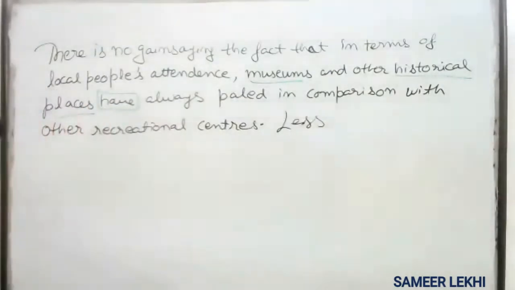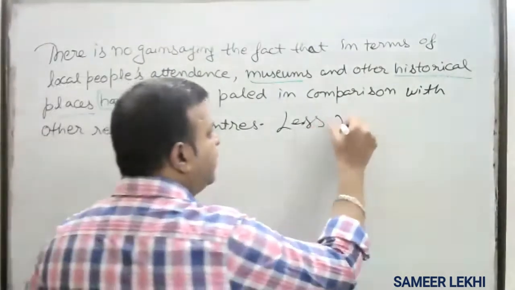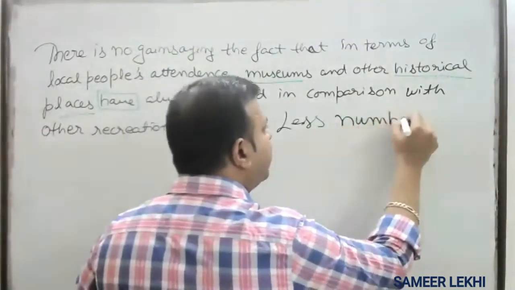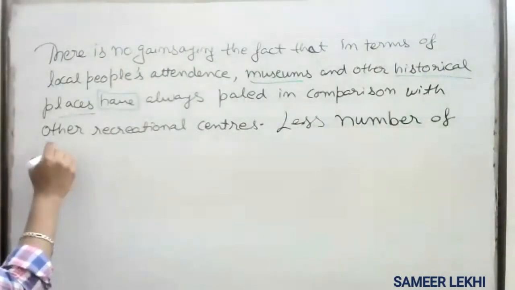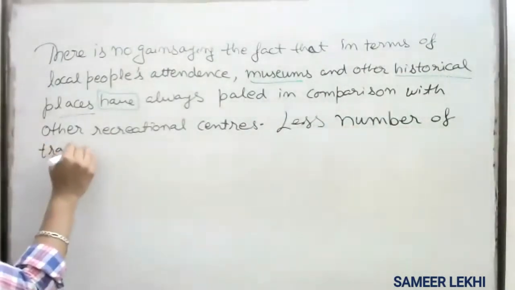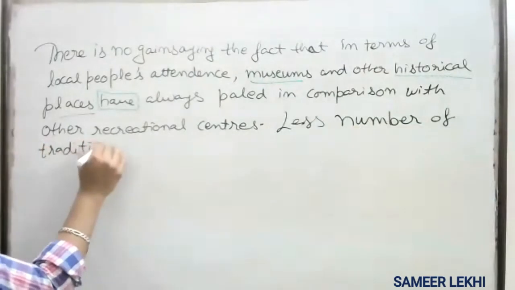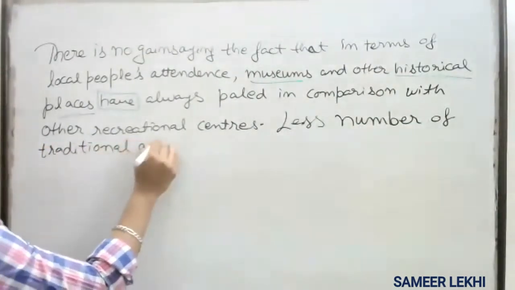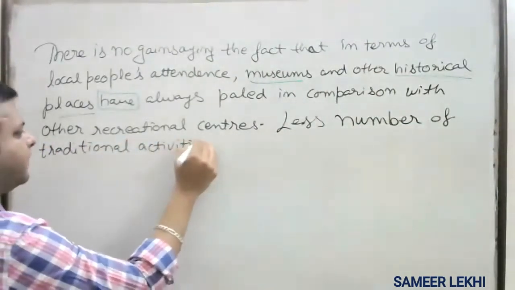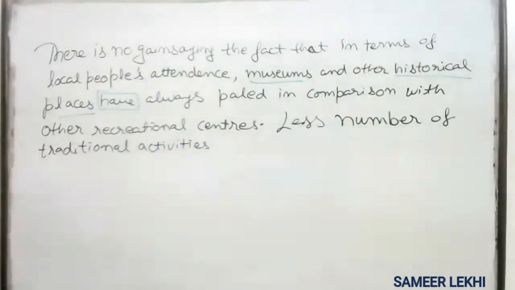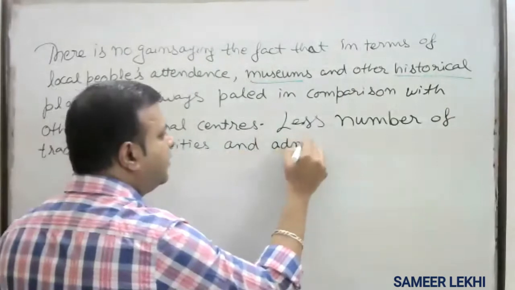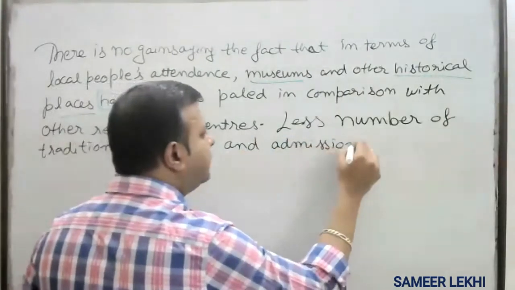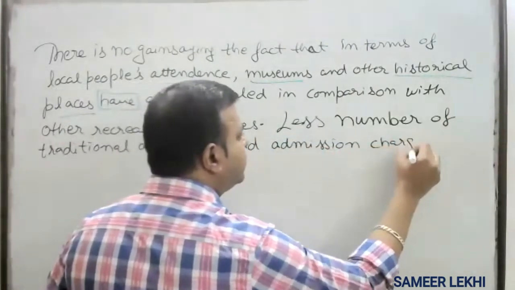Now let's write it. So outline sentence: less number of traditional activities, and admission charge.